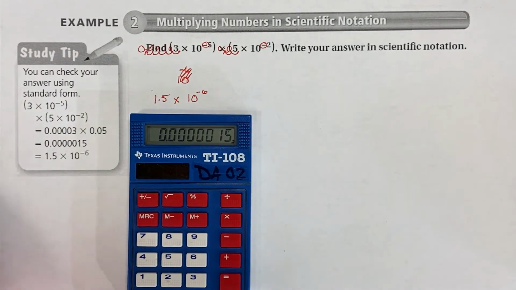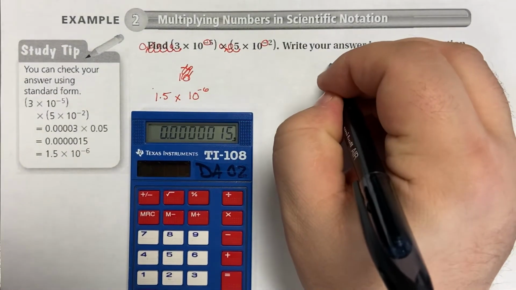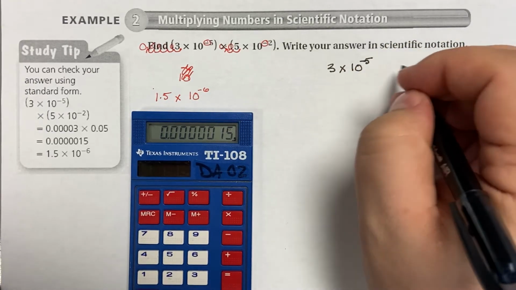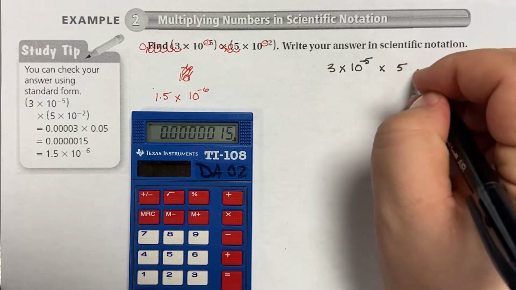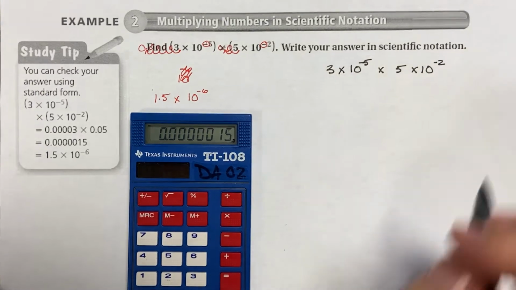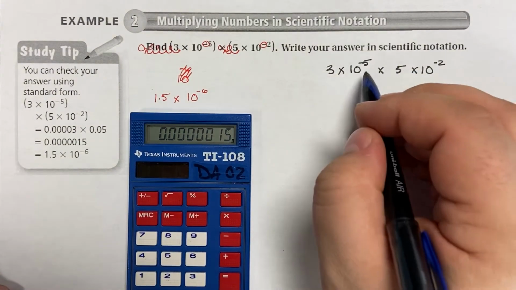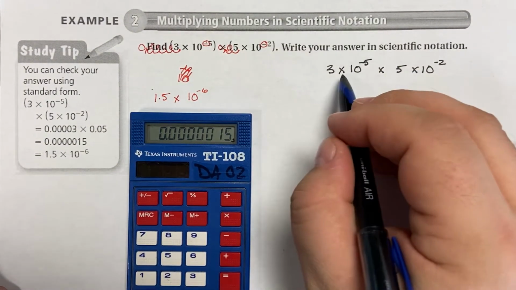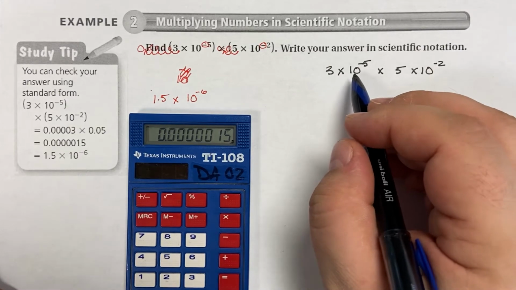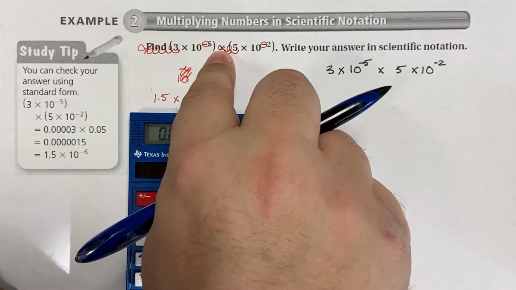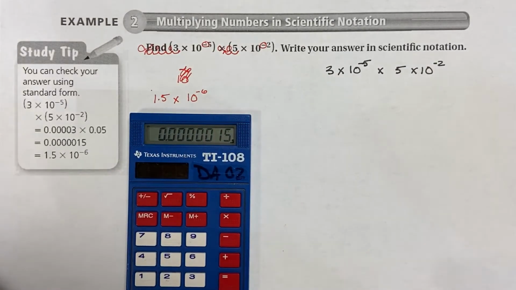Or we can understand that 3 times 10 to the negative 5th times 5 times 10 to the negative 2nd. All we have to do is look at this through the eyes of the associative property and commutative property. Those two are really going to allow us to do some really fun things. The associative property means I don't need these parentheses to be there because I've already done all the math that's inside of them.